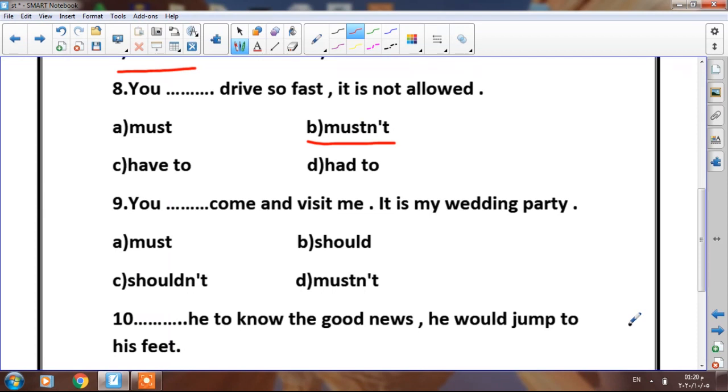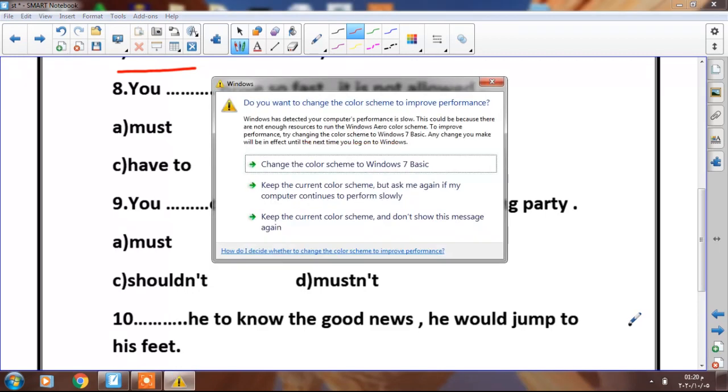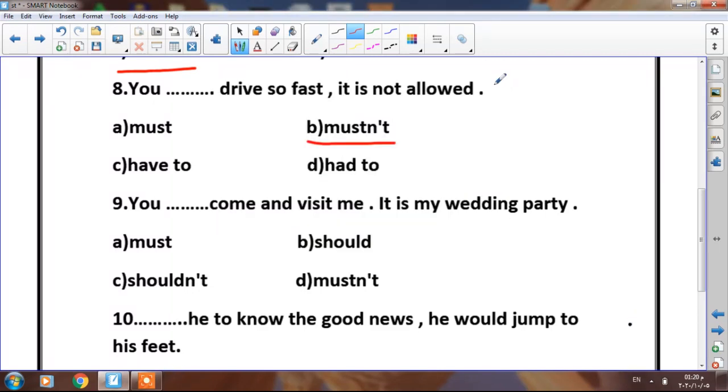What would you choose? Must, should, shouldn't, mustn't. Of course here it's a welcome, a strong invitation, or a warm invitation. So we have to use you must come and visit me. It's a strong invitation, a warm invitation, so I have to use must. Of course, because I have here a wedding party and it's an invitation, so I choose must.